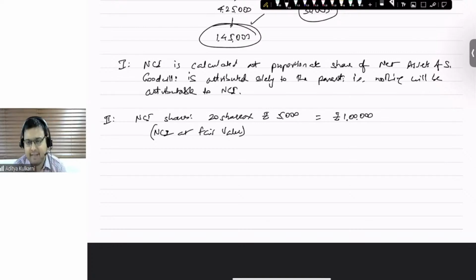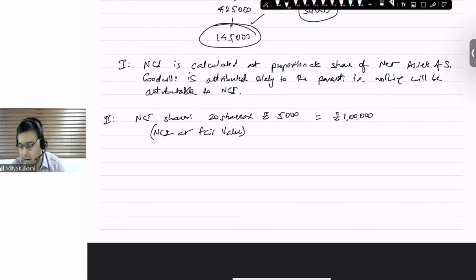After this, for NCI only two things will change. First one is share of profits will go on getting added. If any dividends are paid, that will be reduced accordingly. Other than that, nothing else will happen. Nothing else is going to happen to NCI practically. So this one decision is going to be taken only once in a lifetime, that is on the date of acquisition. Okay. So that is NCI.